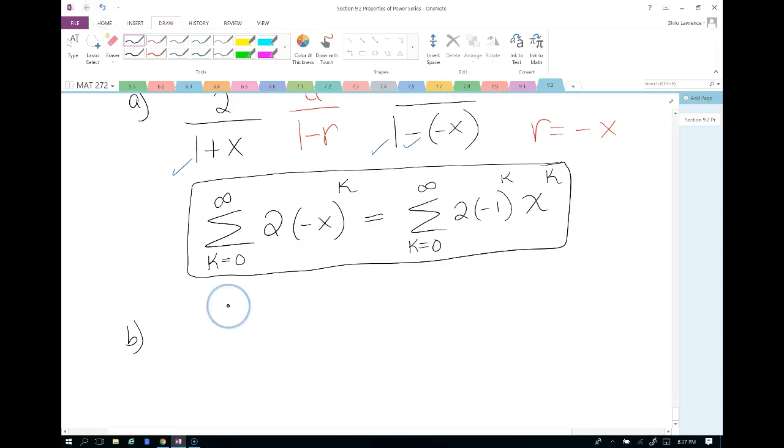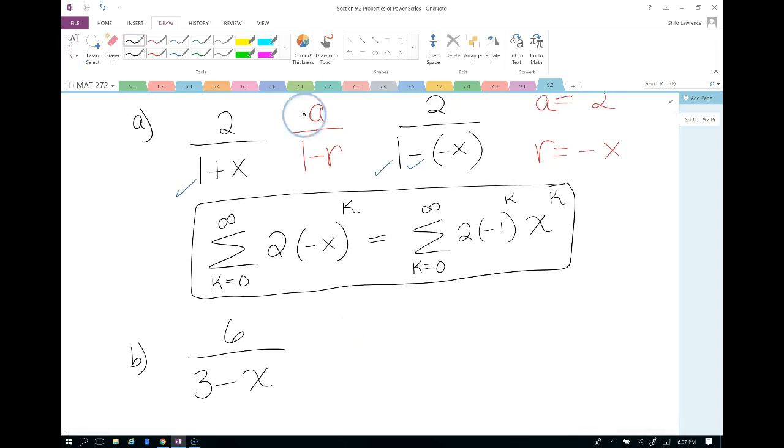We're going to do one more real quick. This time I'm going to do 6 over 3 minus x. It's kind of similar to the a over 1 minus r. We've got the subtraction. That's good. But we don't have a 1 in the front of the subtraction.